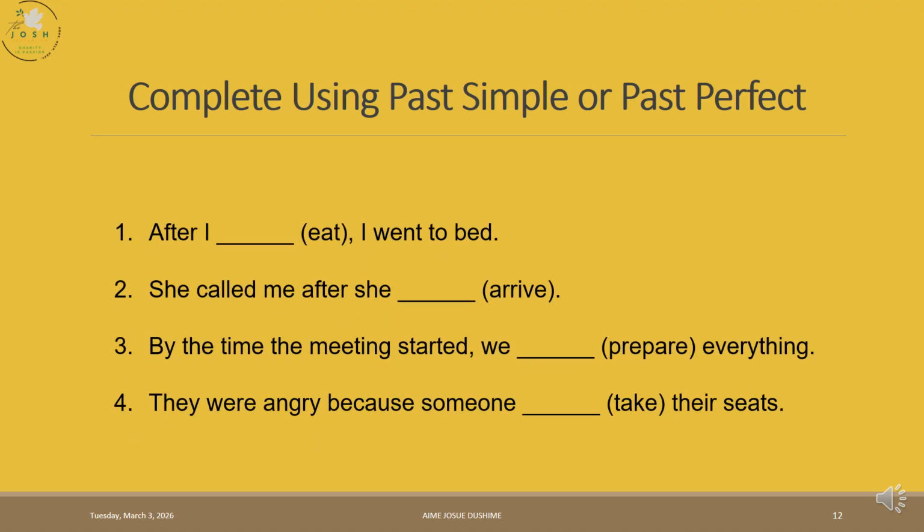Here you're going to complete using past simple or past perfect. After I I went to bed. She called me after she. By the time the meeting started, she everything. They were angry because someone their seats.